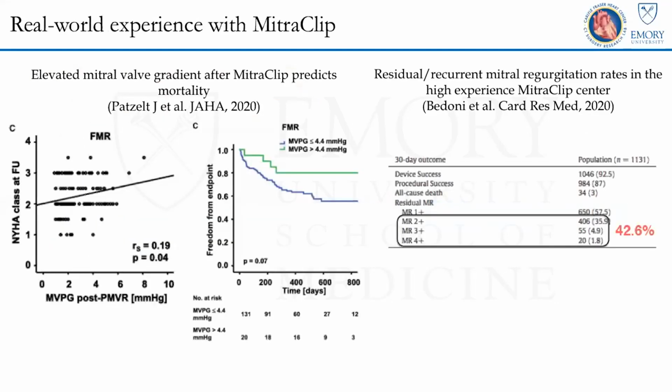this population. So when we look at the real world experience, what is being shown with MitraClip is that there is elevated gradients after the MitraClip, and that has been shown to predict mortality in a very recent paper published in JAHA. And also at a high volume center in Italy, about 42.6% of the patients receiving the MitraClip were having persistent mitral regurgitation.